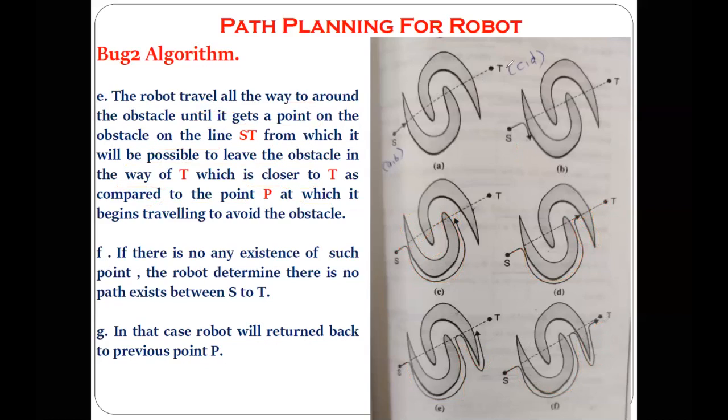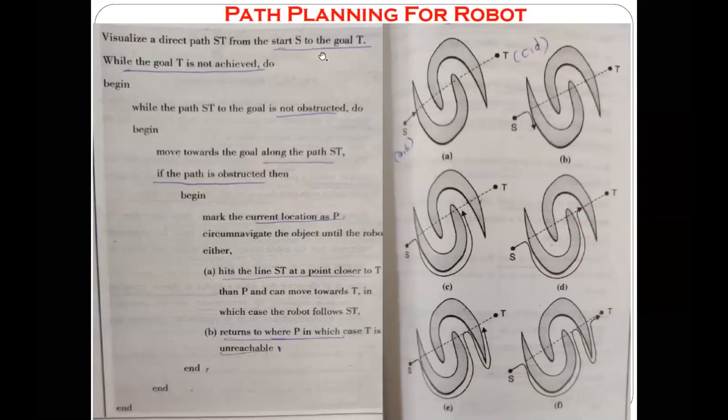Okay, so the same discussion that we have done here, you can put it in an algorithmic way. And you can see here, visualize the direct path ST from the starting point S to the end T. So these things will continue while the goal T is not achieved. Begin: while the path ST to the goal is not obstructed, do begin move towards the goal along the path ST.